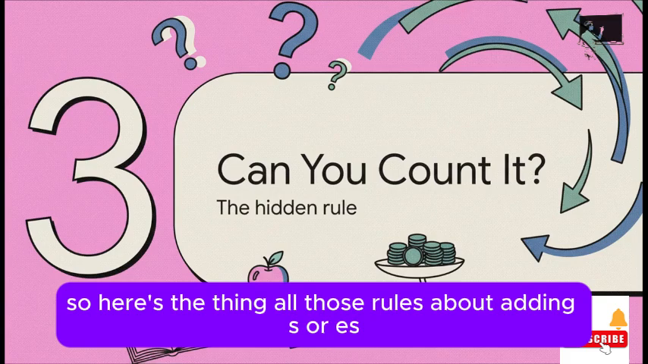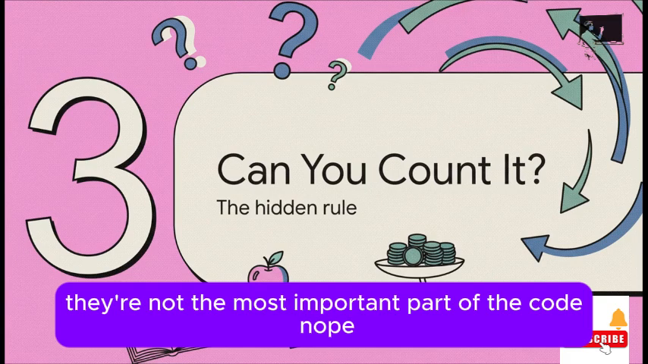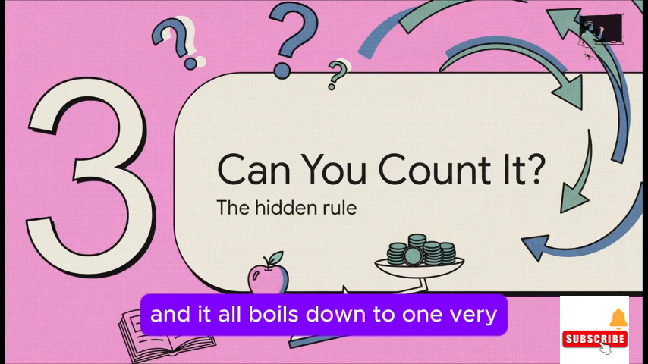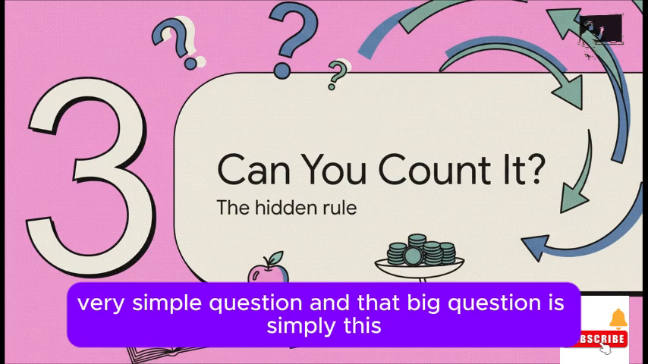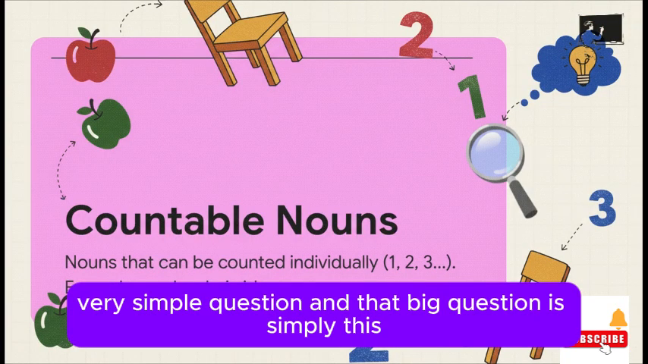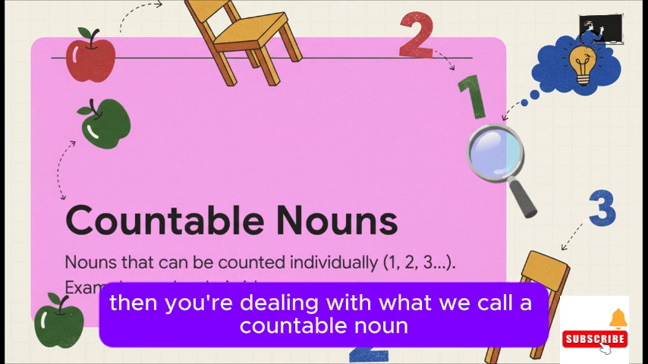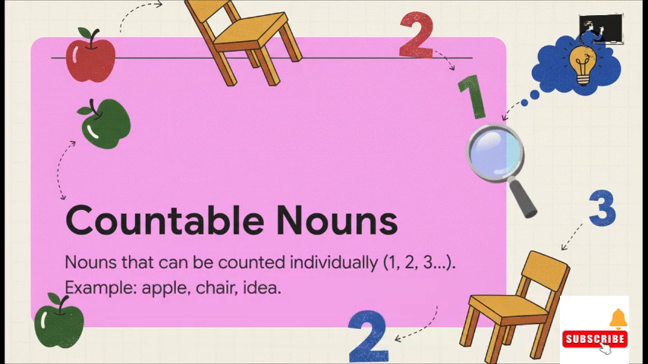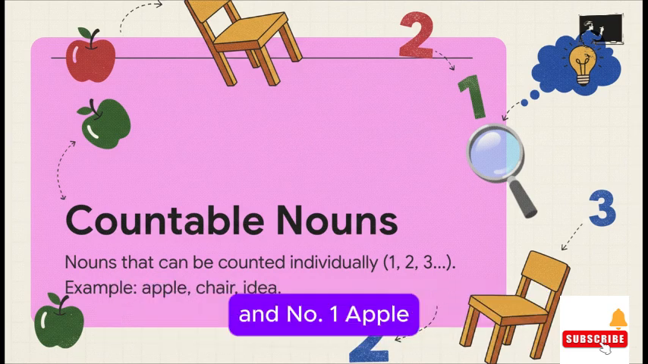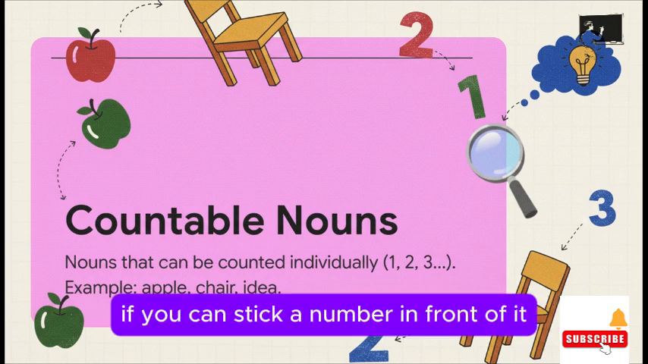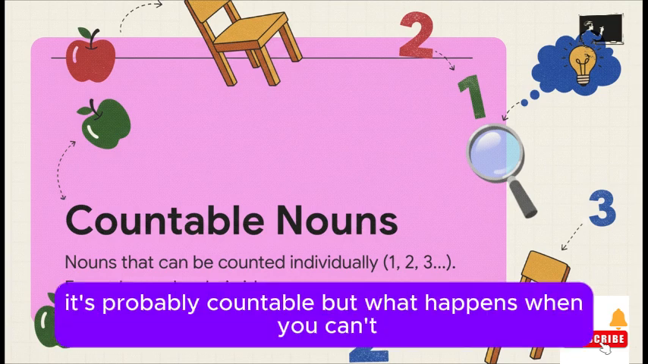So here's the thing, all those rules about adding S or ES, they're not the most important part of the code. Nope, there's another, deeper rule that's running the whole show, and it all boils down to one very, very simple question. And that big question is simply this: can you count it? If the answer is yes, then you're dealing with what we call a countable noun. These are things you can easily point to and number. One apple, two chairs, you can even have three ideas. If you can stick a number in front of it, it's probably countable.